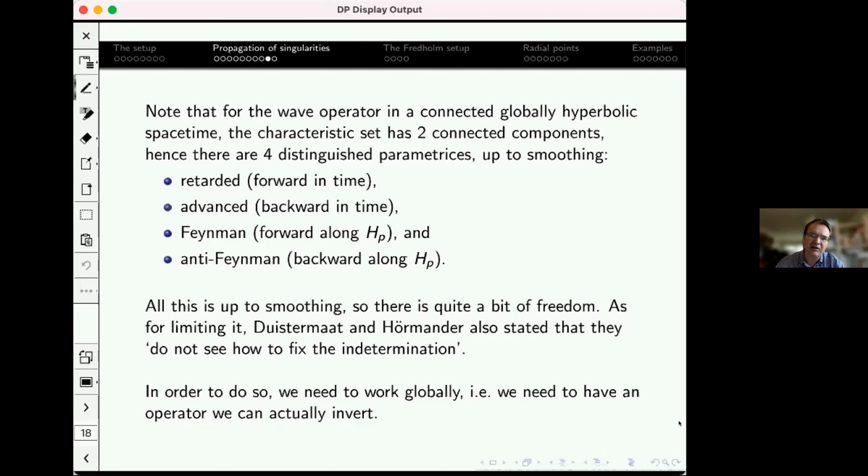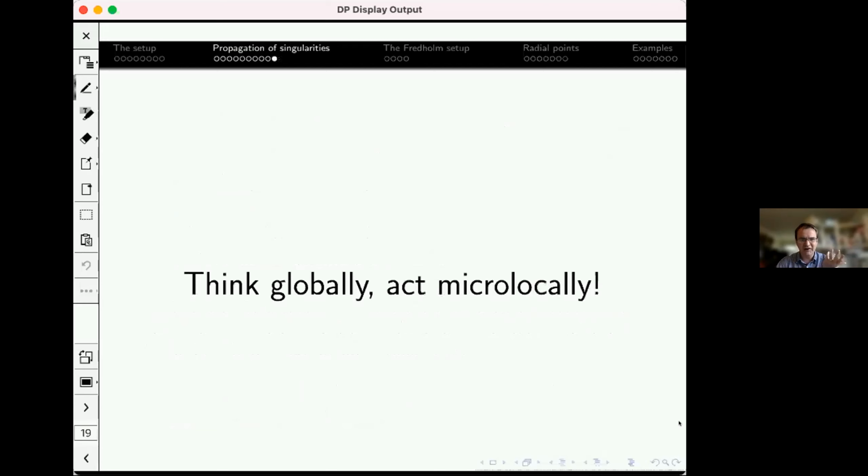And so they also state they don't see how to fix this indeterminacy. And so to do this, you actually have to work globally. And so you really need an operator to invert. And so the motto is to think globally and act microlocally. So you want to really do global inversion using microlocal estimates.